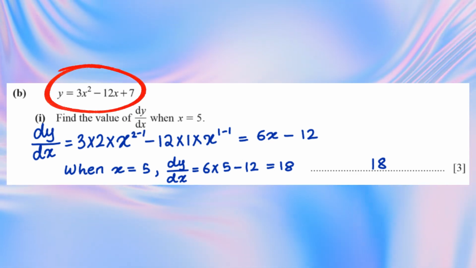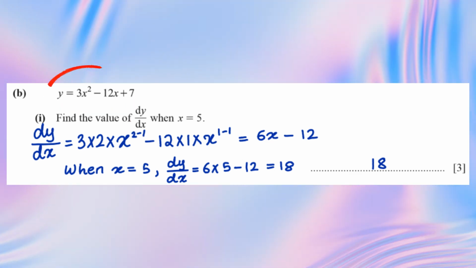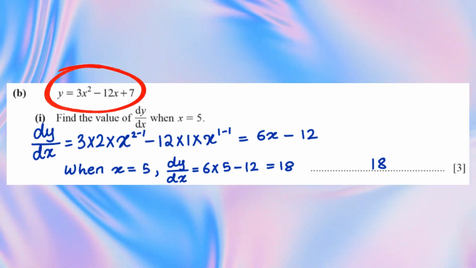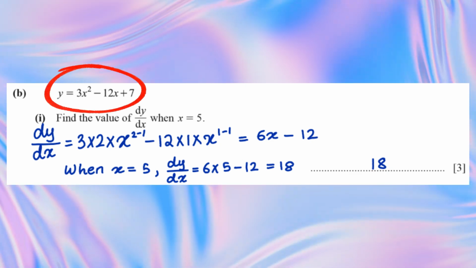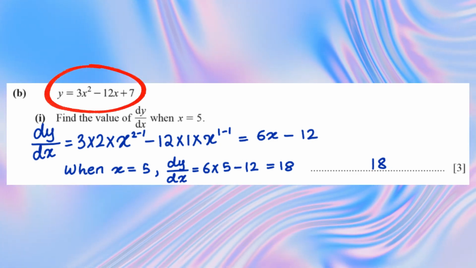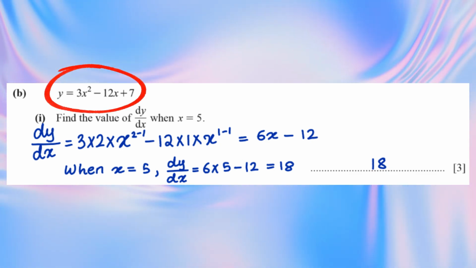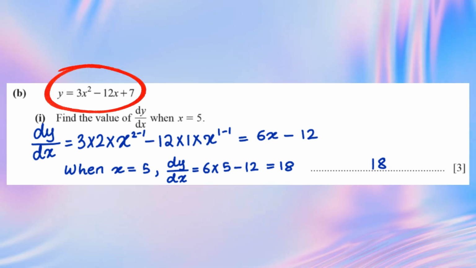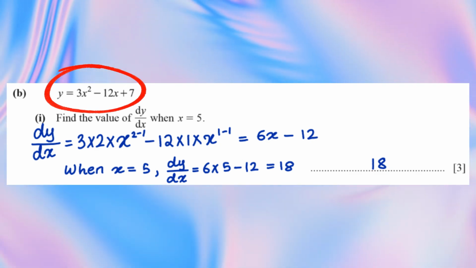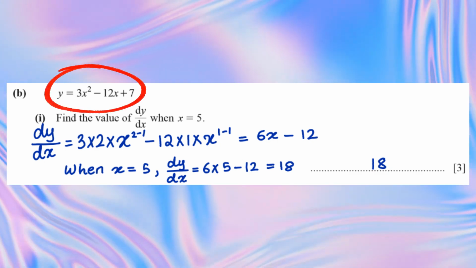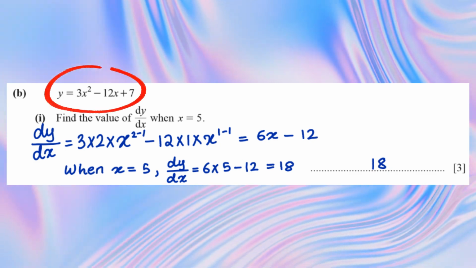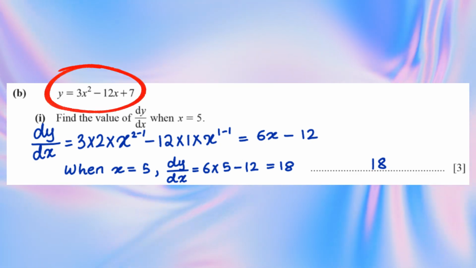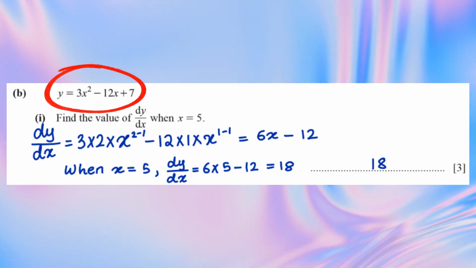We know that y equals 3x squared minus 12x plus 7 is a curve, as it is a quadratic equation. The graph of a quadratic equation is always a curve called a parabola, that is either U-shaped or upside-down U-shaped. A quadratic equation whose coefficient of x squared is positive has a U-shaped parabola. A quadratic equation whose coefficient of x squared is negative has an upside-down U-shaped parabola.